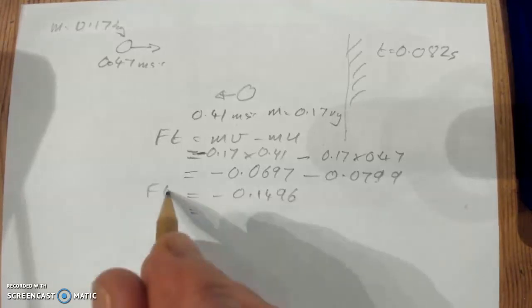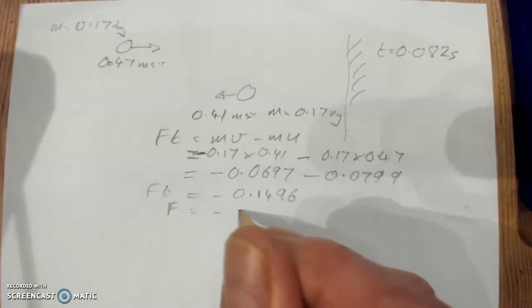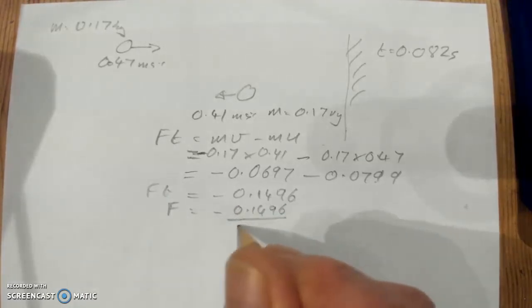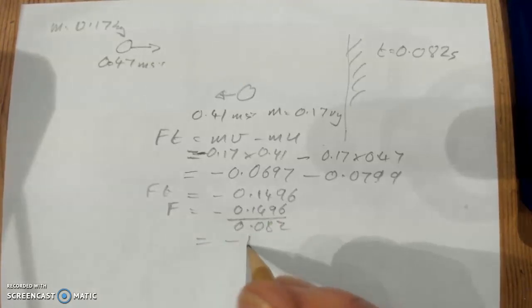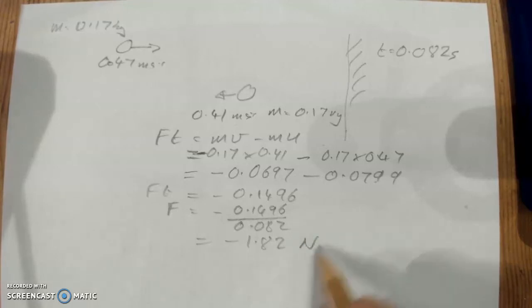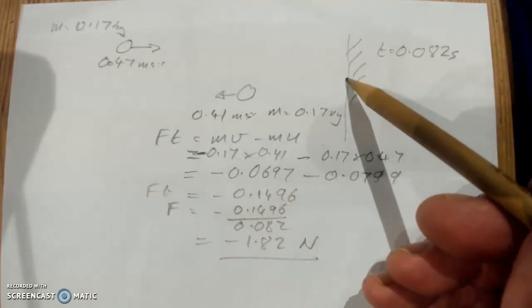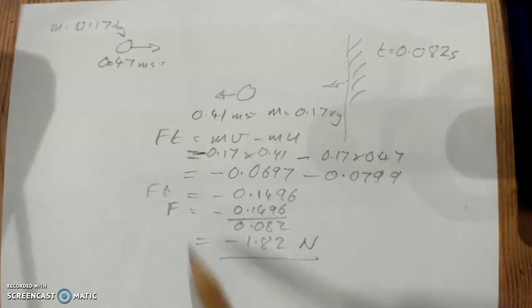Divide both sides by the time of contact, then we get the average force is minus 0.1496 divided by the 0.082, which gives a final number of minus 1.82 newtons. And that minus means that the force of the cushion on the ball is in that direction. It's pushing it to the left.